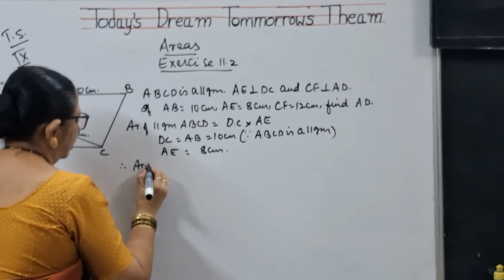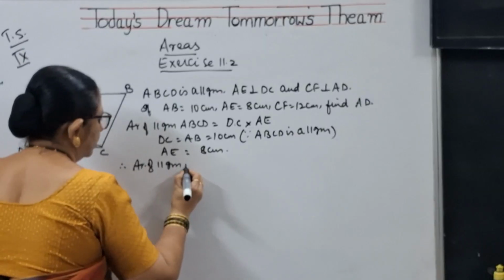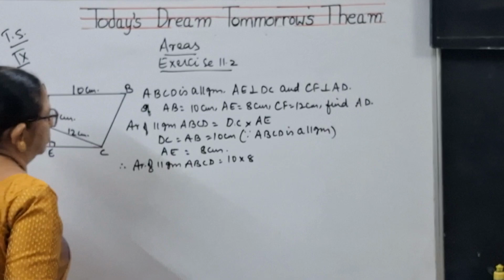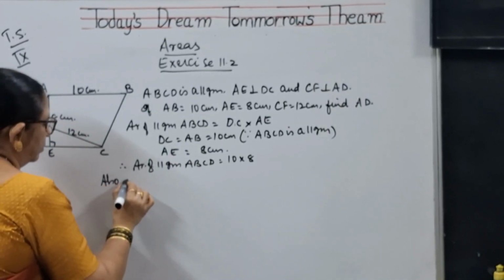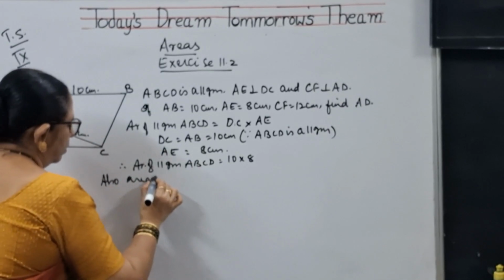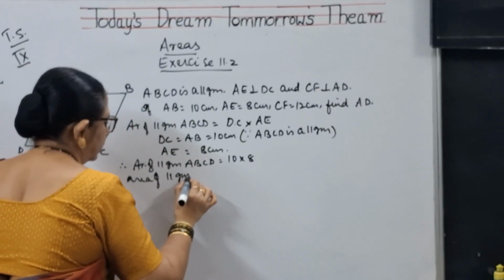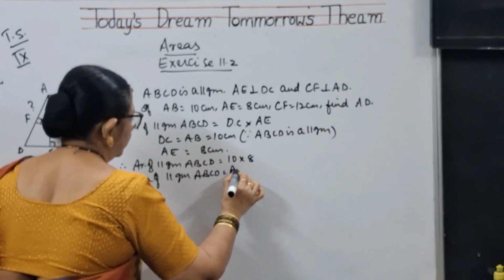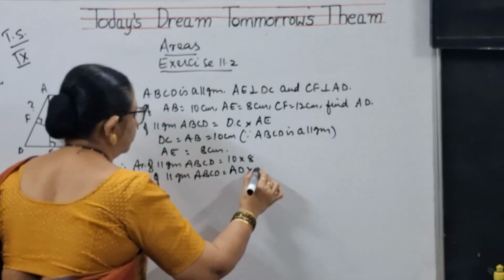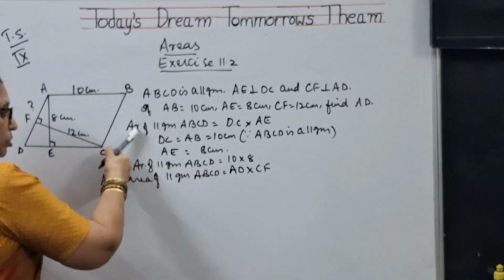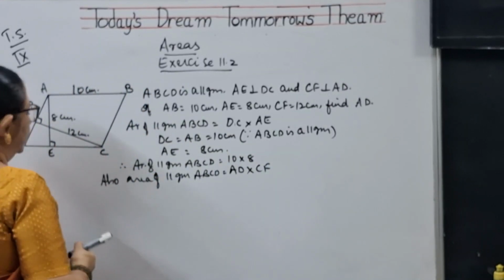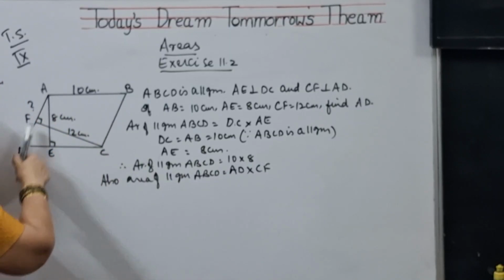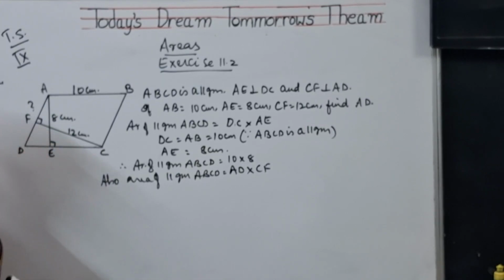Therefore, area of parallelogram ABCD is equal to 10 into 8. Also, area of parallelogram ABCD is equal to AD into CF. Why is it? Because both of them are the same parallelogram. So, if you take DC as base, DC into AE you will write. If you take AD as base, AD into CF you will be writing.